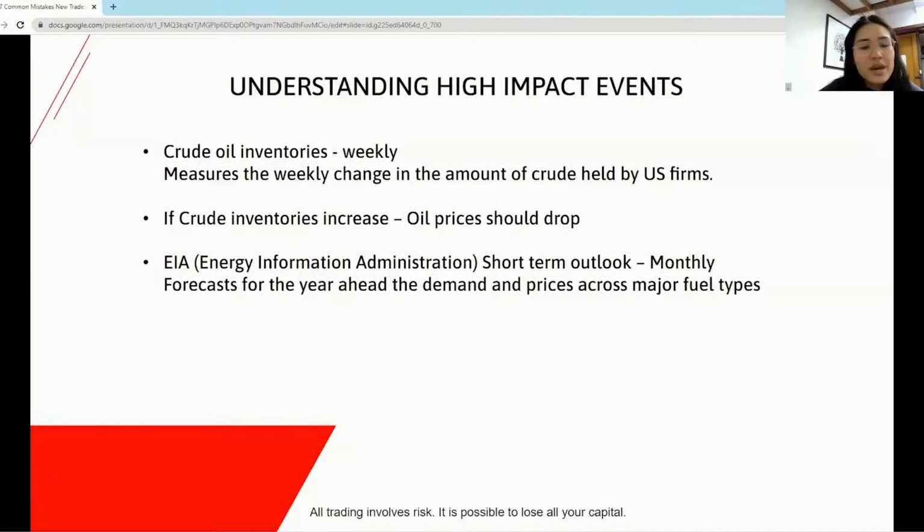Okay, next we have crude oil inventories. These measure the weekly change in the amount of crude held by US firms. So if crude inventories increase, oil prices should drop. And EIA stands for Energy Information Administration, and it's a short-term outlook. So it's a monthly forecast for the year ahead, the demand and prices across major fuel types.